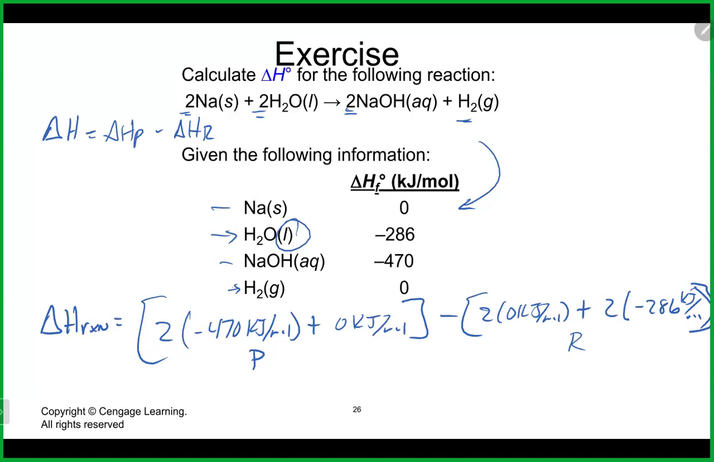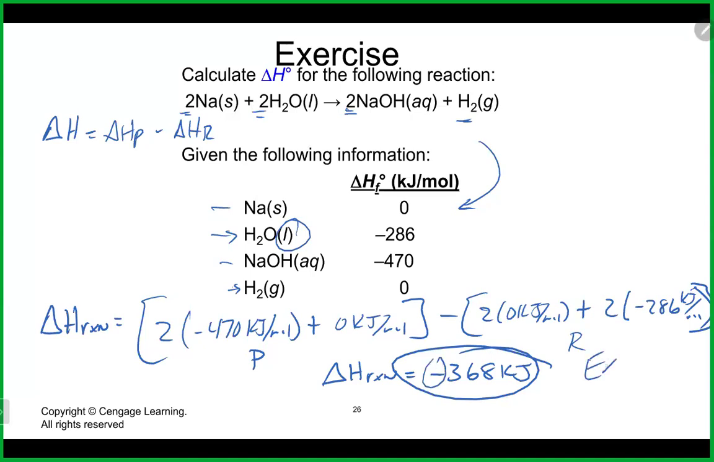All right, punching our numbers in here, 2 times minus 470, and we're then going to subtract 2 times minus 286. Looks like a negative 368 here. That would mean this reaction is endothermic or exothermic? It is exothermic, as we have a negative. Any questions on that calculation?